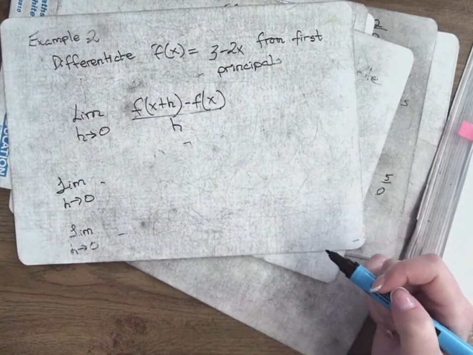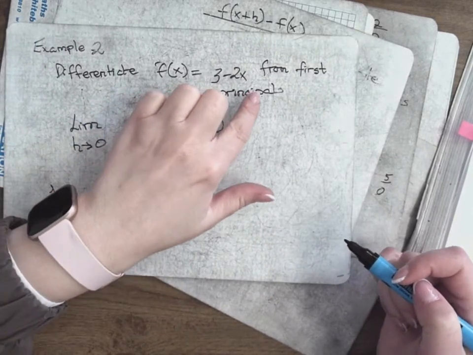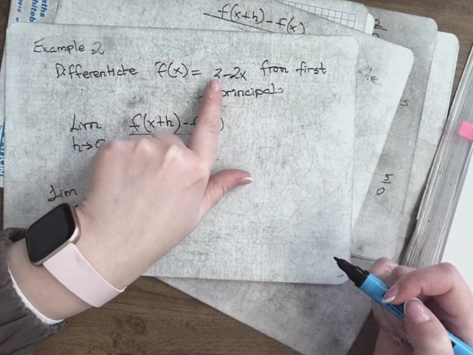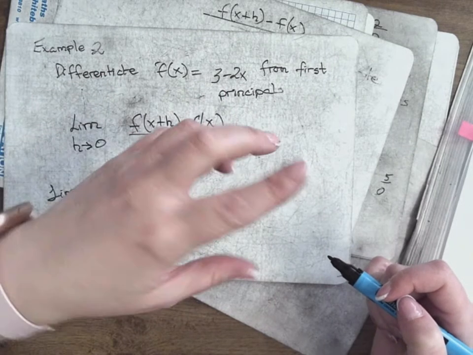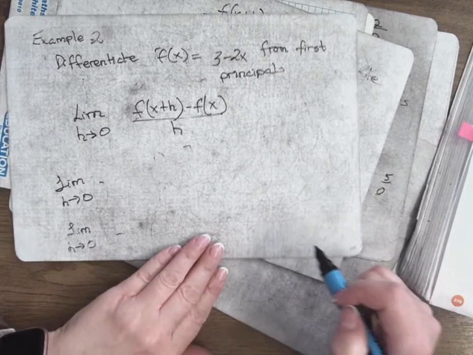We know the answer before we start. What's the answer going to be? Minus 2, isn't it? Minus 2, the number in front of x. Differentiate 3, you get 0. Differentiate minus 2x, you get minus 2. The answer is going to be minus 2. Agreed? Okay.